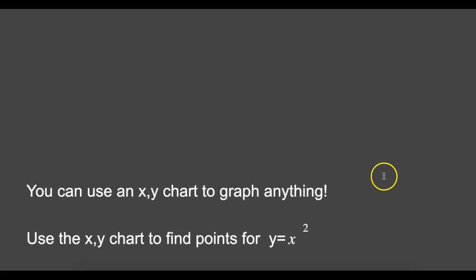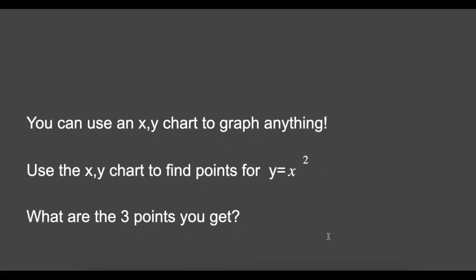So you can use an xy chart to graph anything. So remember, Miss McKinney loves teaching you things that you're going to use the rest of your life. So I want you to use an xy chart with 1, 2, 3 as x to find points for the graph y equals x squared. So what are those 3 points you get?